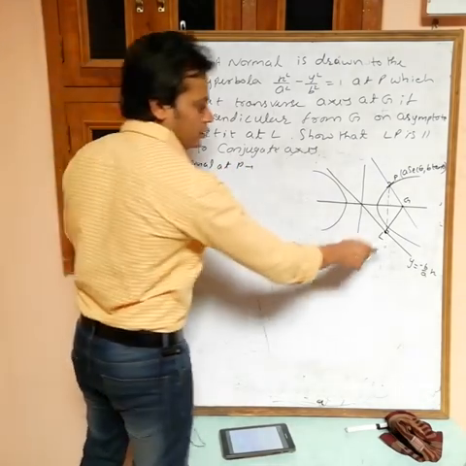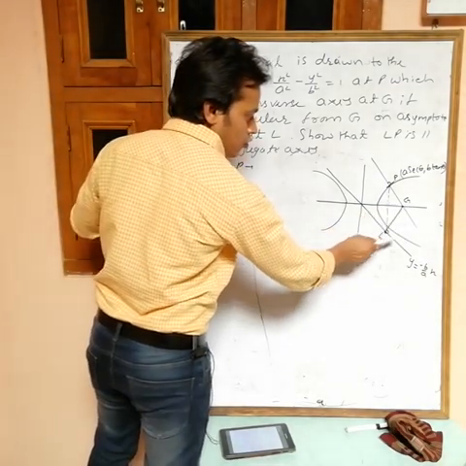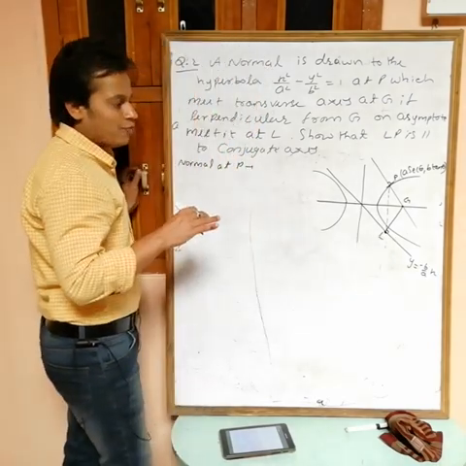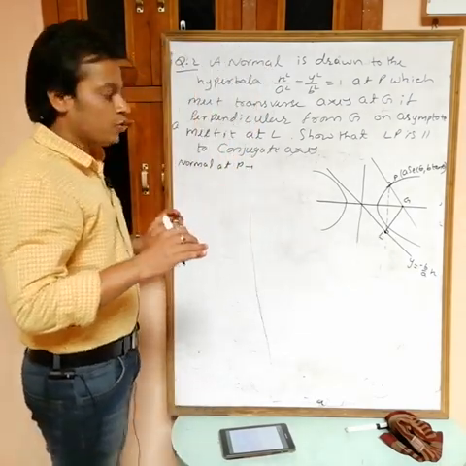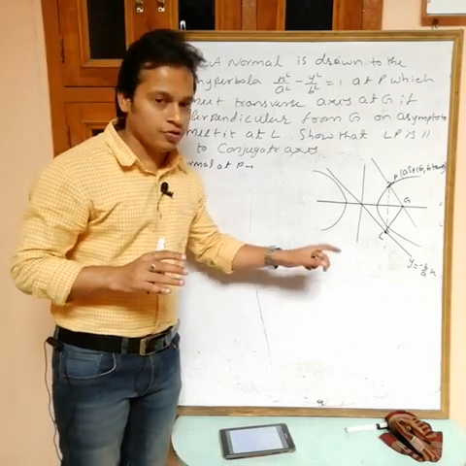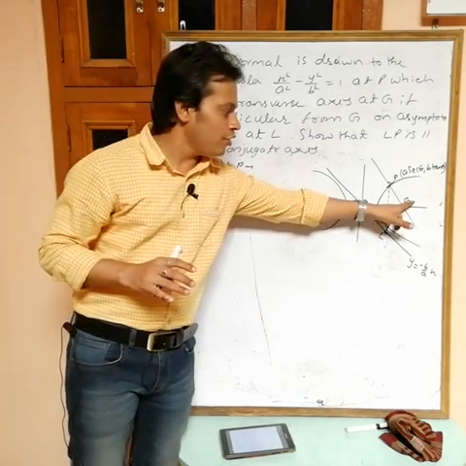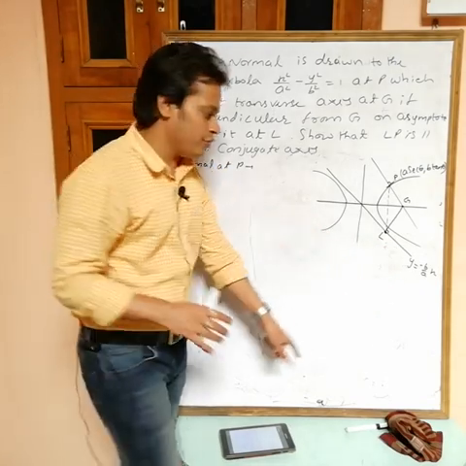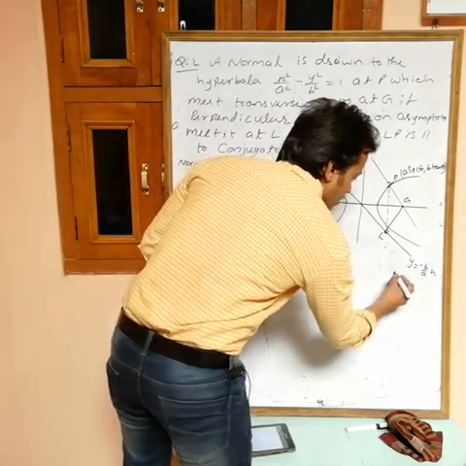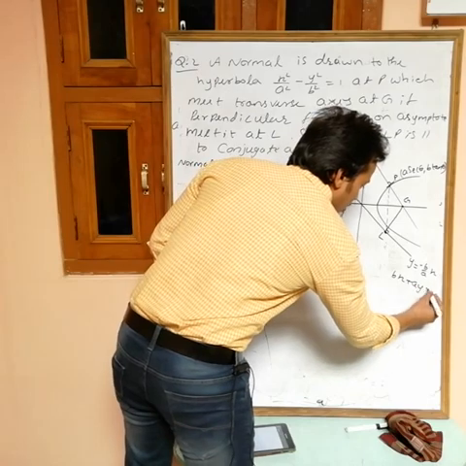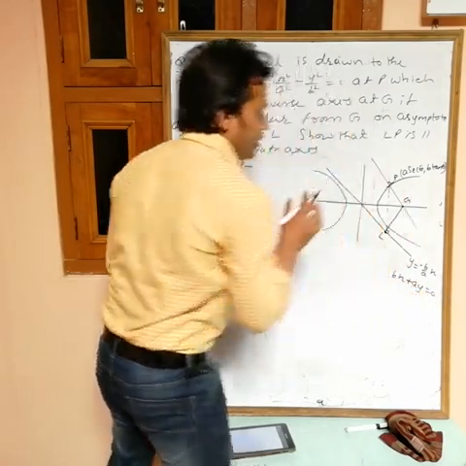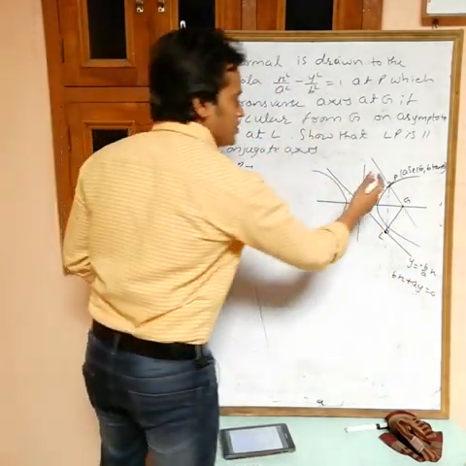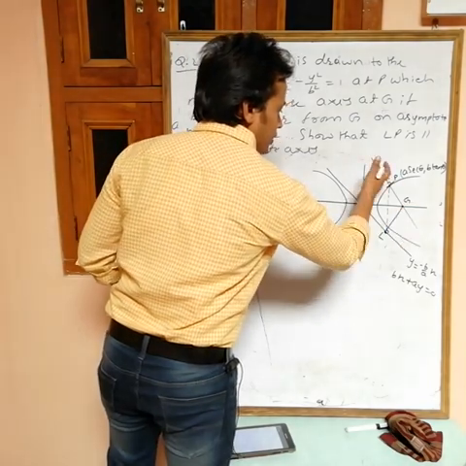Actually I am drawing the perpendicular from Z on this line. So we have a formula for the foot of perpendicular, but to use that formula we want two things: the coordinate of Z and the equation of this line. The equation of this line we already have. This equation is bx plus ay equals to 0. Now I want the coordinate of Z. To get the coordinate of Z, I have to put y equals to 0 in the normal equation.